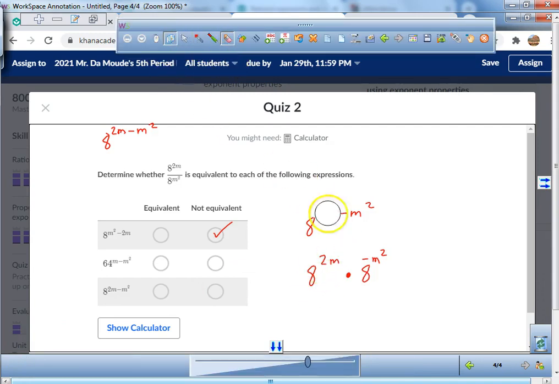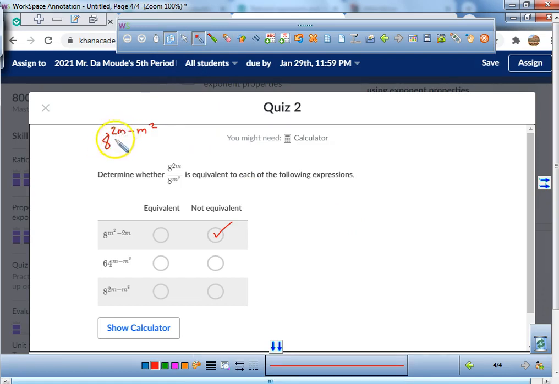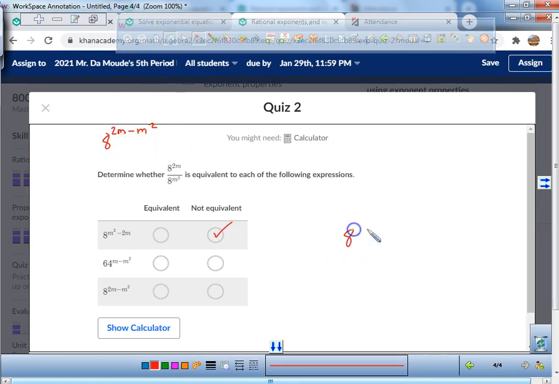I'm going to rearrange it real quick. So once again, what should we be leading out with? We're leading out with 8 squared. So I'm going to put 8 squared to the power of m minus m squared, and then I have to put 8 to the power of 2m times 8 to the negative m squared. I don't believe that's going to be the same either. So that does not look equivalent.